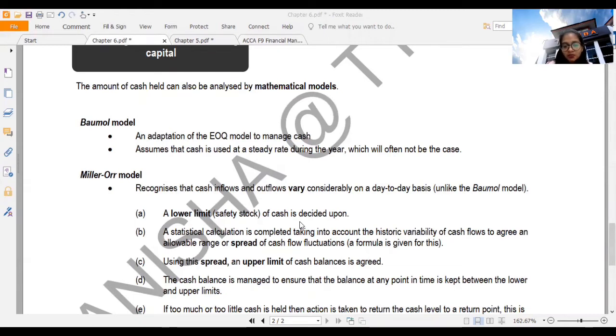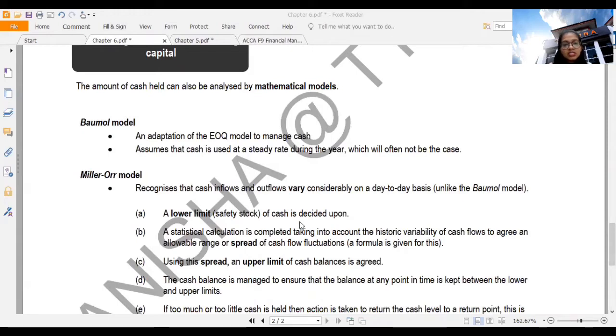So how did we do that? We used the cash flow forecast to identify the cash surplus and cash deficit. And then for the next part, we are identifying how much money you need to hold in your company in order to run your day-to-day operation without any shortage of cash.